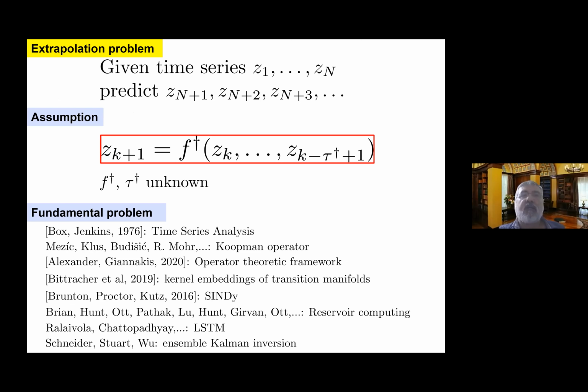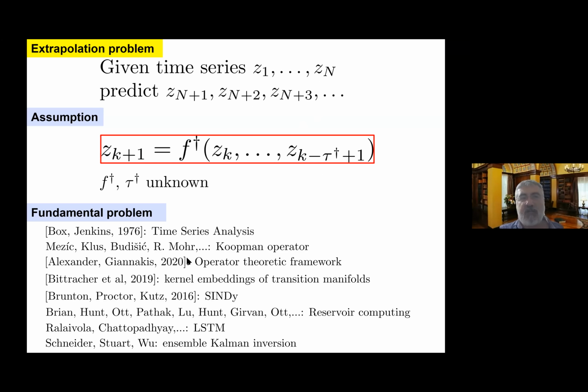And to illustrate this point, I will now consider an example where there is no obviously well-specified model. This example concerns an extrapolation problem in which, given the observation of the time series Z1, Z2 up to time n, we want to predict the future states Zn plus 1, Zn plus 2, etc. Evidently, to solve such a problem, you need to make some assumptions. And the assumption that we will make here is that the Zk can be obtained as the solution of some dynamical system with an unknown vector field f dagger and an unknown time delay tau dagger.